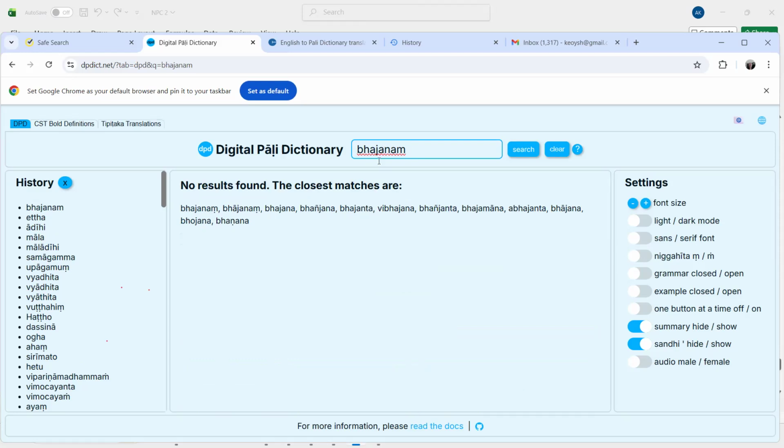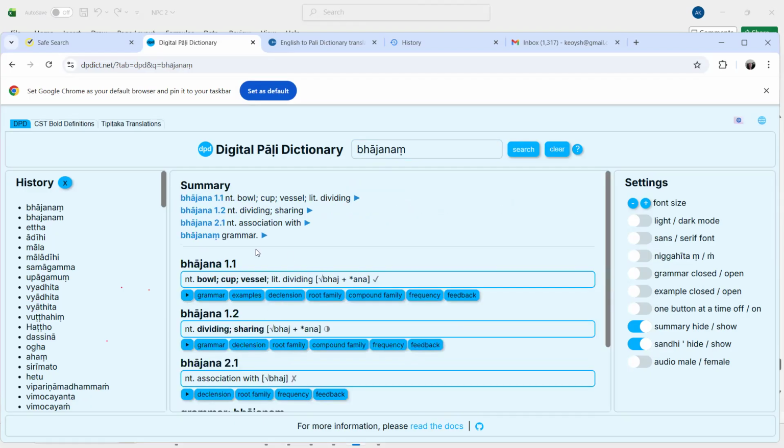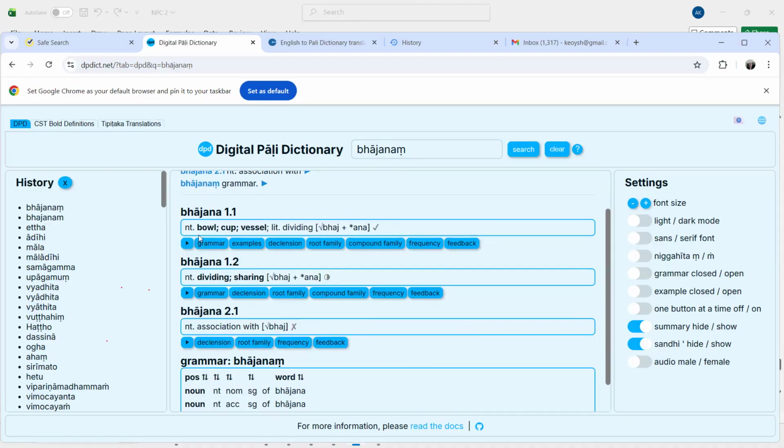So I type without the diacritic mark. I think it's a long A, is it? Okay, long A. So you see a long A, this is a neuter. That means you can say, okay, here you can say bowl, cup, and vessel.